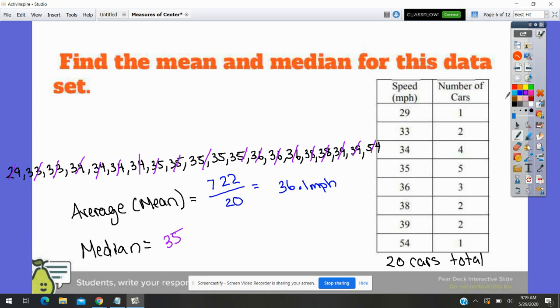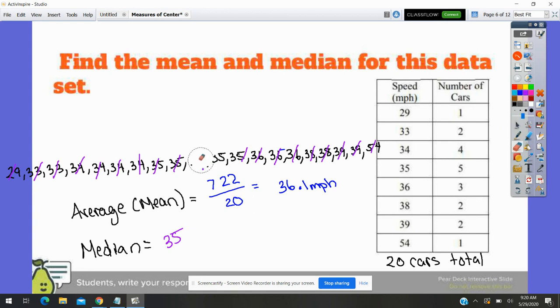In order to check if you did that correctly, there should be the same amount of numbers to the left of the middle number and to the right. So I'm gonna count 1, 2, 3, 4, 5, 6, 7, 8, 9, 10. There's 10 over here, and there's 1, 2, 3, 4, 5, 6, 7, 8, 9. So I did not do that correctly. So what that means is that there's two middle numbers here.